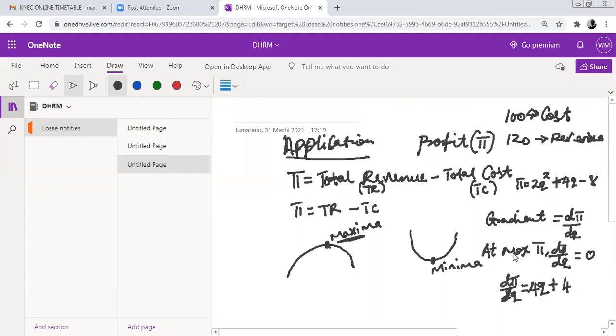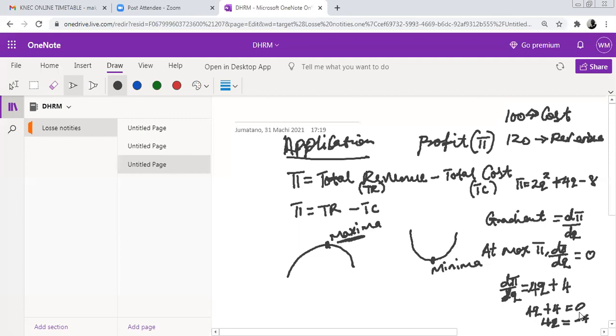And we have said here, at maximum pi, d pi over dq is what? 0. Therefore, at that point, 4q plus 4 should be equal to 0. So 4q, remember this one is just an imaginary equation, is equal to -4. So q is equal to -4 divided by 4, which is actually -1.